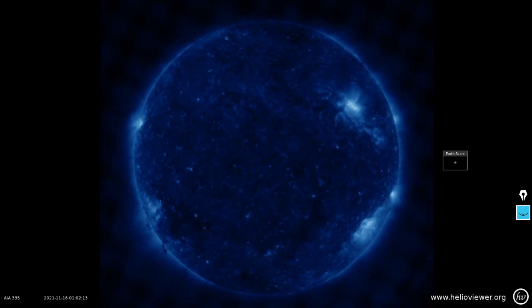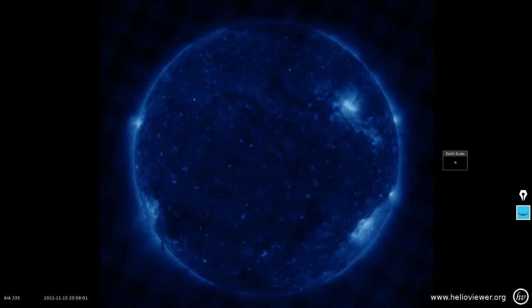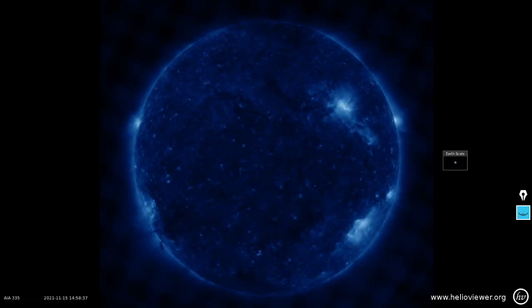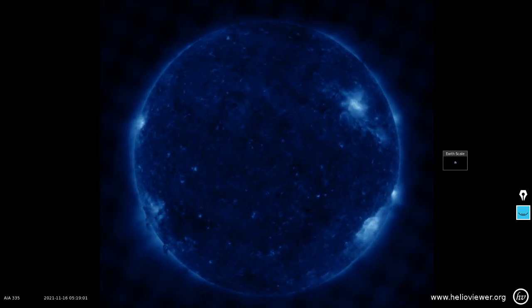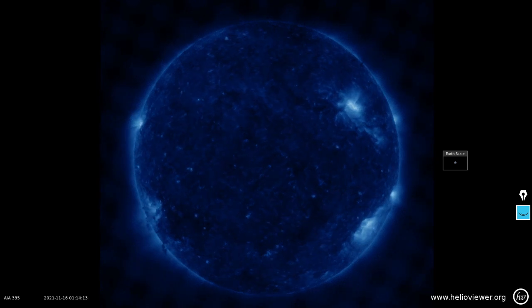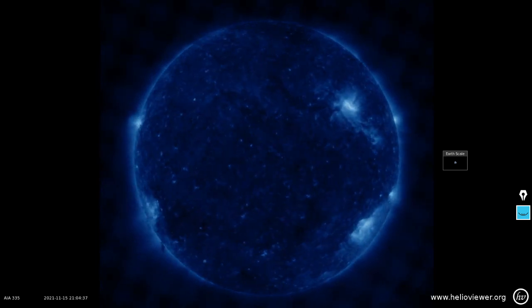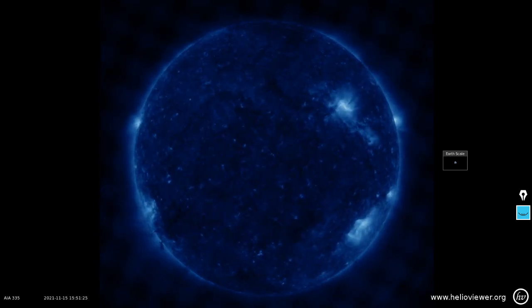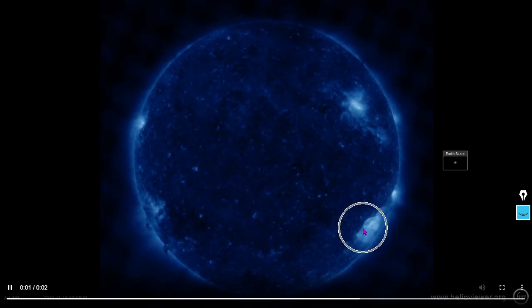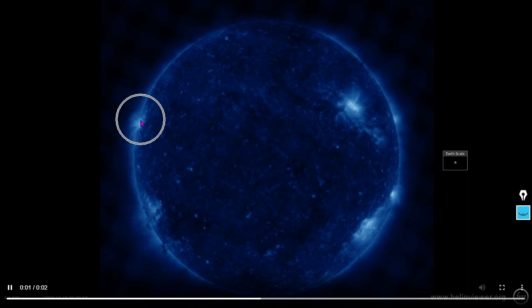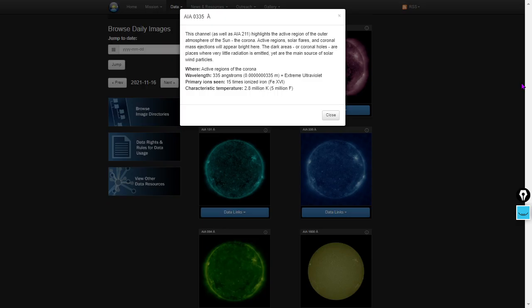Here's 335 angstroms. This is actually iron 16, 15 times ionized iron. The cool blue tones are also good at showing things like solar flaring. You can see all those bright spots. Four of them, only 3 of them, are currently sunspots. This one up here is just a plage. These 3 are indeed sunspots. They're all small alpha-class sunspot groups.